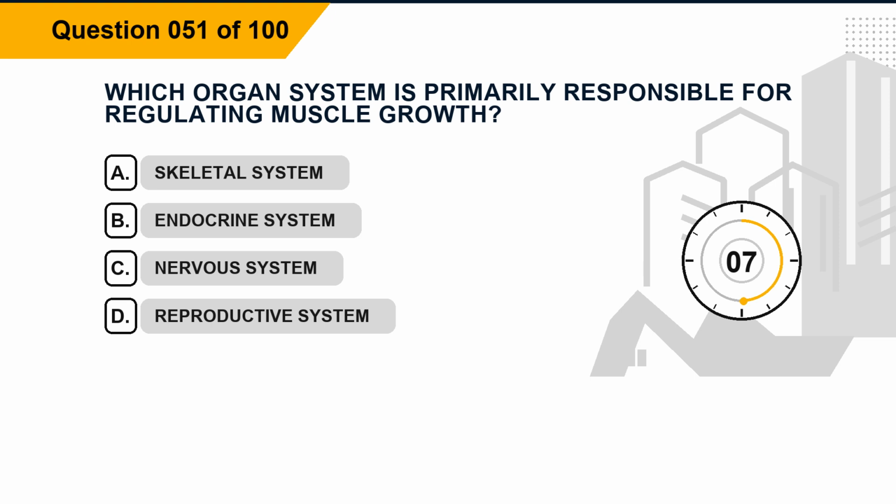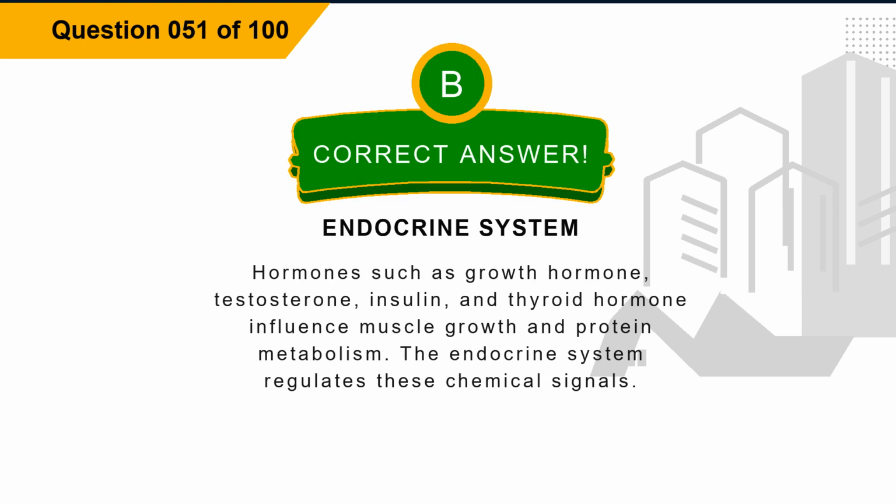Option A, skeletal system. Option B, endocrine system. Option C, nervous system. Option D, reproductive system. The correct answer is option B, endocrine system. Explanation: hormones such as growth hormone, testosterone, insulin, and thyroid hormone influence muscle growth and protein metabolism. The endocrine system regulates these chemical signals.